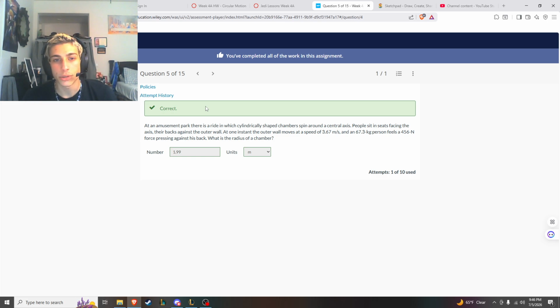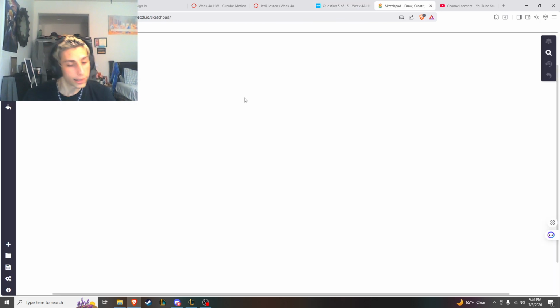At an amusement park, there was a ride in which cylindrically shaped chambers spin around a central axis. People sit in seats facing the axis, their backs against the outer wall. At one instant, the outer wall moves at a speed of 3.67 meters per second, and a 67.3 kilogram person feels a 456 Newton force pressing against his back. What is the radius of the chamber? That's the question that we're going to be doing.